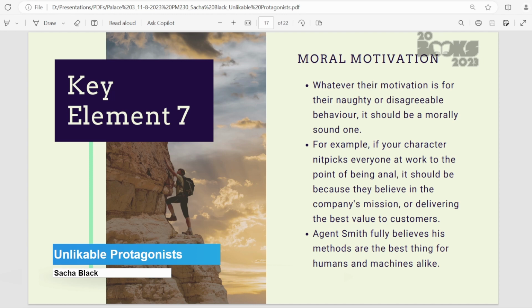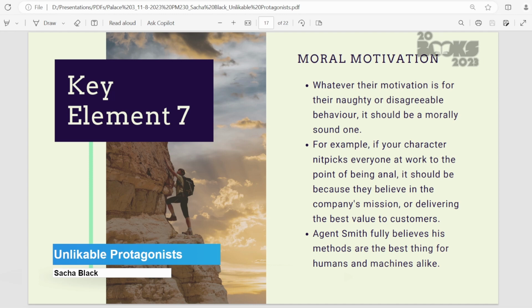Okay, so for example, if your character nitpicks everyone at work to the point of being anal, it should be because they believe in the company's mission or delivering the best value to customers. This comes from another example of Wallace, in Under the Whispering Door by TJ Klune. He's a lawyer and he is anally retentive about sticking to all of the rules, all of the bureaucracy, but it's because he wants to do a good job, because he's competent and because he's an excellent lawyer.